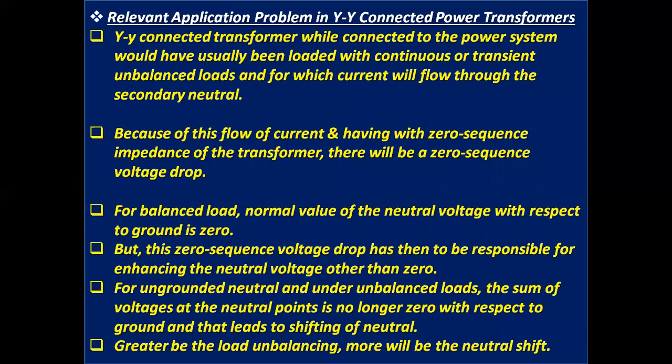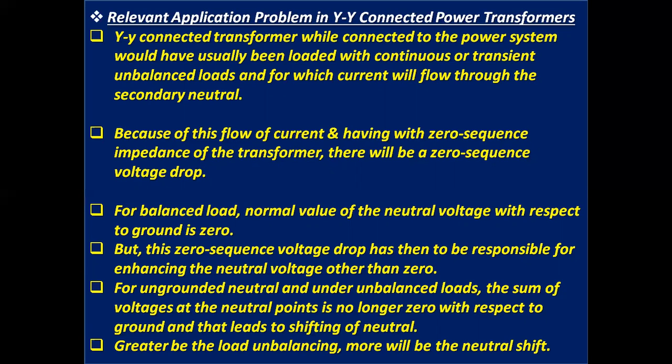Relevant application problem in star-star connected power transformers. A star-star connected transformer, while connected to the power system, is usually loaded with continuous or transient unbalanced loads, and for this, current will flow through the secondary neutral. Because of this flow of current and the zero sequence impedance of the transformer, there will be a zero sequence voltage drop. For balanced load, the normal value of the neutral voltage with respect to ground is 0. But this zero sequence voltage drop is responsible for raising the neutral voltage above 0.